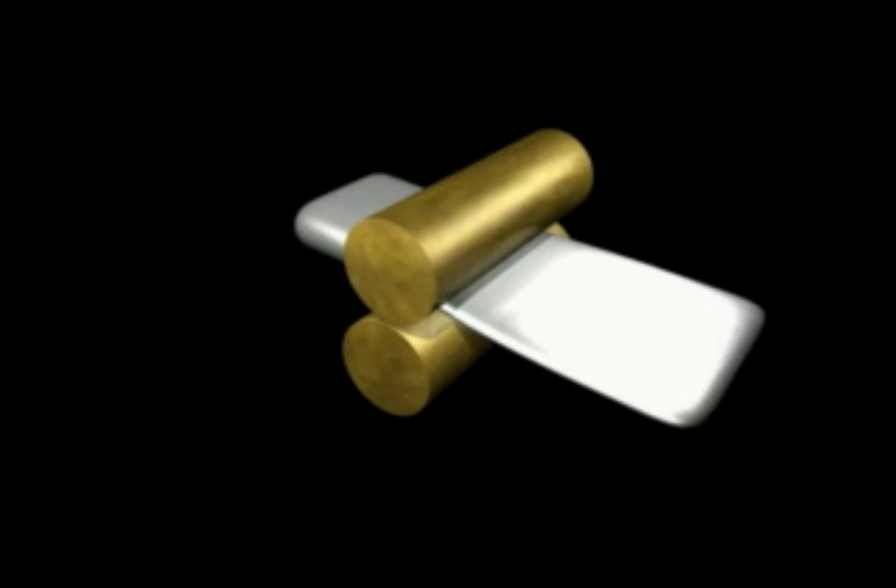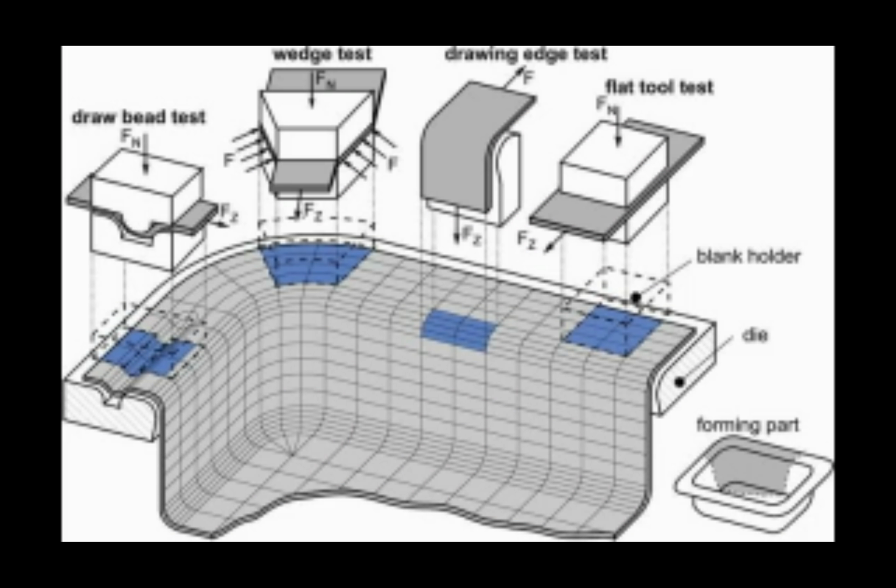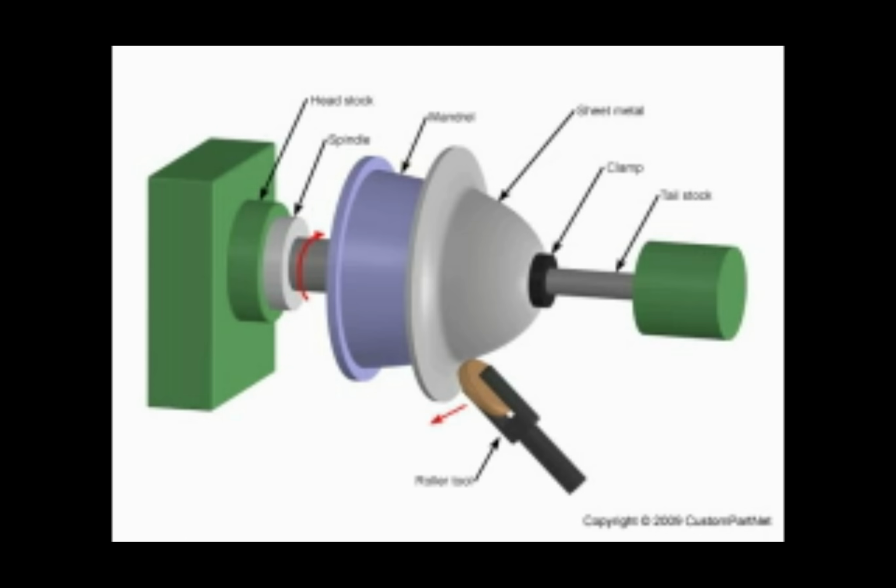Sheet metal forming is when stresses are applied to sheet metal to change its shape, sometimes when rotating or just pressing, and is used often in conjunction with rolling.